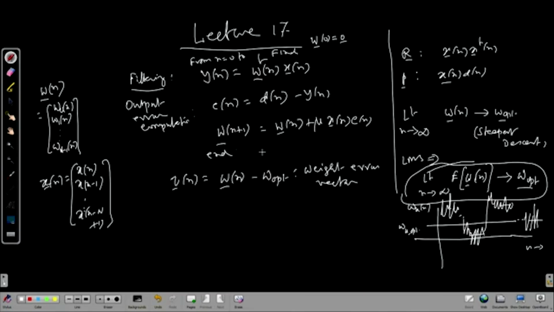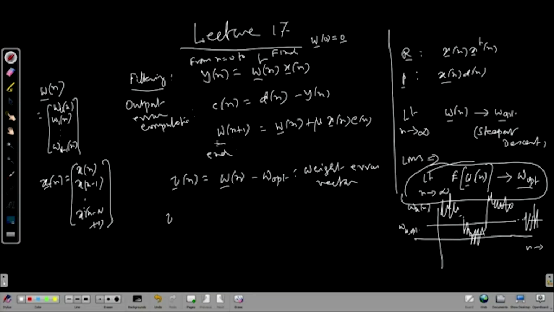I want to make a substitution, I want to substitute W n by this everywhere, so that I get a corresponding equation in terms of V n, because I have to show that this error vector in some sense goes down. So, I do one thing, I subtract W opt from the left hand side, W opt from the right hand side.